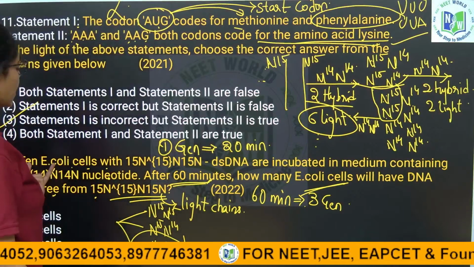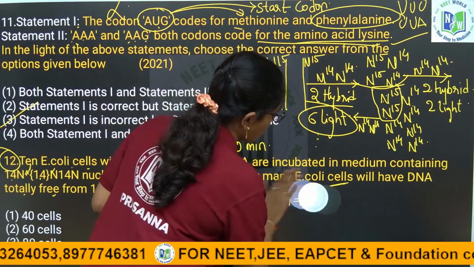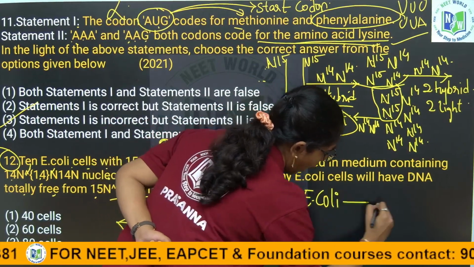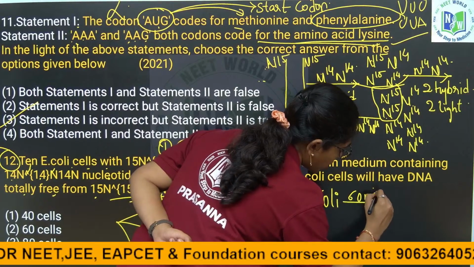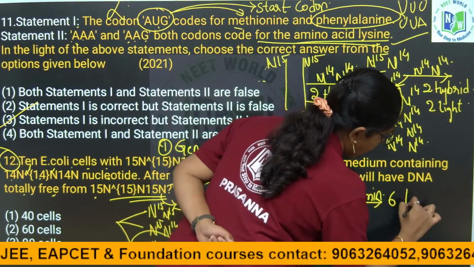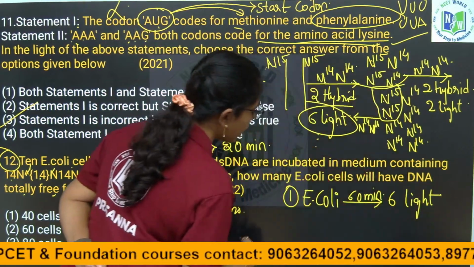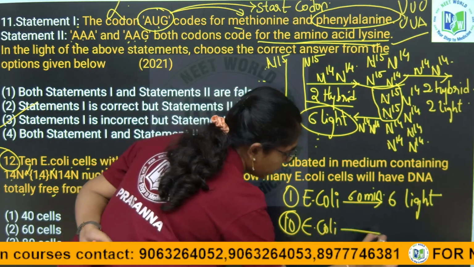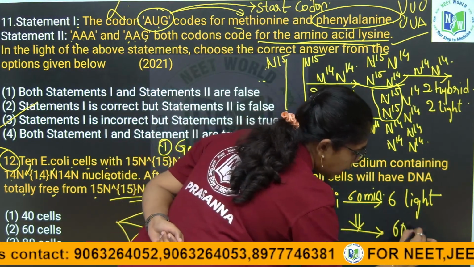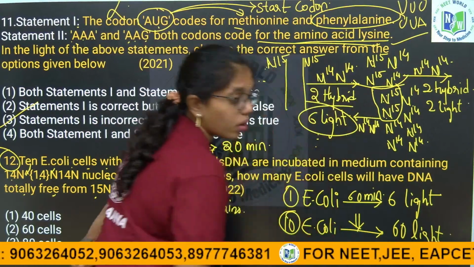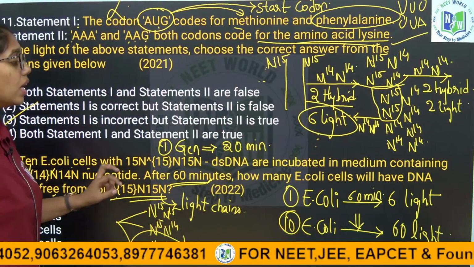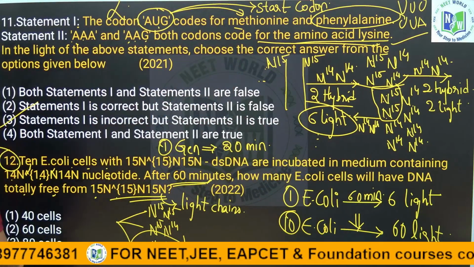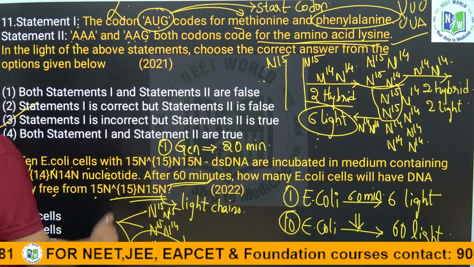If you are taking 10 E. coli cells, the same thing: one E. coli cell after 60 minutes gives 6 light chains, so for 10 E. coli cells, after 60 minutes you can see 60 light chains. 60 light chains means 60 strands without even a single heavy isotope. So, what will be your answer? Option 2 is the correct answer.